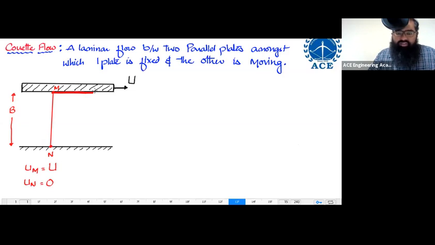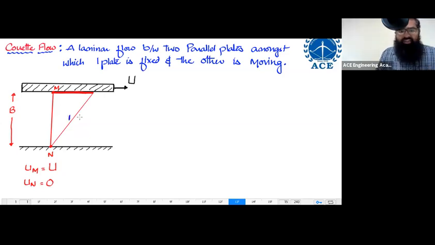To understand this, you have to understand that there are three types of Couette flow possible. The first type is known as simple or plain or pure Couette flow. In that case, the velocity profile is going to be a straight line. This is the first type, simple or plain or pure Couette flow.